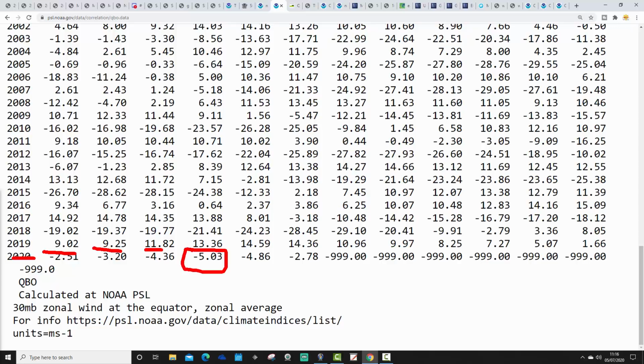So you're struggling to go into easterly QBO, but still negative. But then we go through to May, and that goes to minus 4.86. So May is actually slightly less negative than April, and it's happened again for June. June's number comes in at minus 2.78, still just about easterly, still just about in the easterly QBO. But this is a real struggle now to get this easterly QBO going.